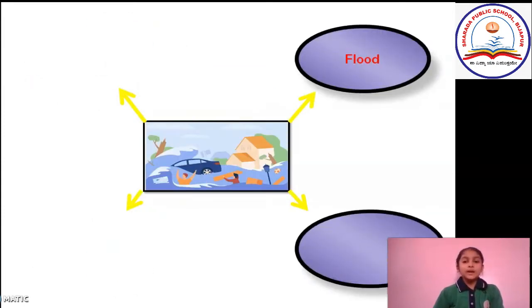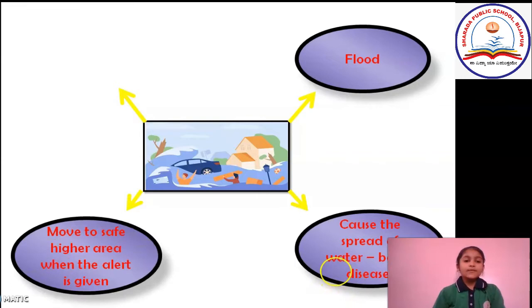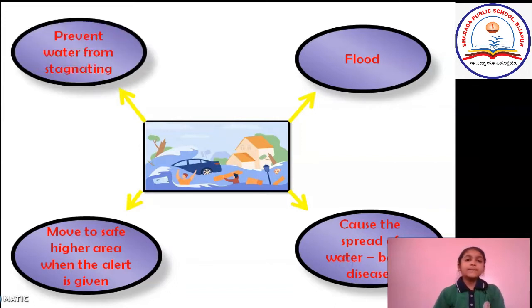So now let us learn about the flood. During the flood, the water gets polluted. So this leads to the spread of waterborne diseases. We have to move to higher and the safer area when the alert is given. We have to prevent the water from stagnating. Stagnating means collecting the water.